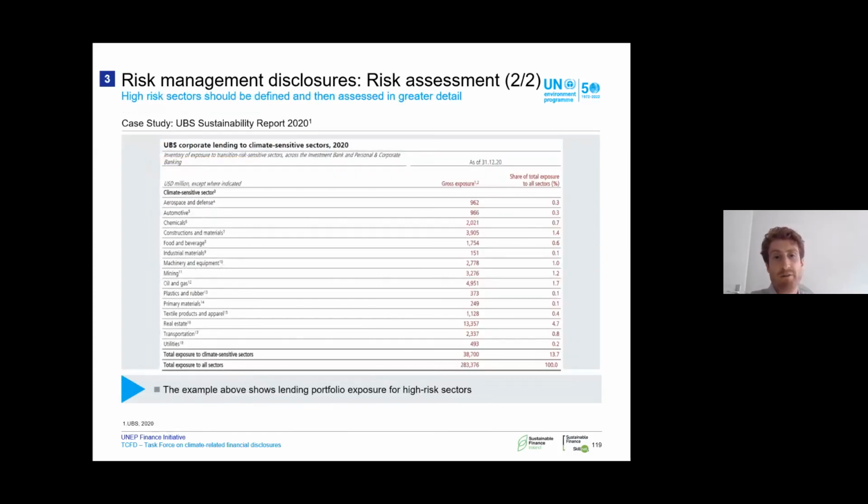A good example here from the UBS sustainability report last year looks at different sectors and looks specifically at exposures. And so they've published this publicly, showing what those exposures are, but also which of those they've deemed high risk. And so you can see, of all the total exposures, the high risk or climate sensitive ones are ones that make up a little bit over 13% of the total. You can see 38,700 over 283 at the bottom.